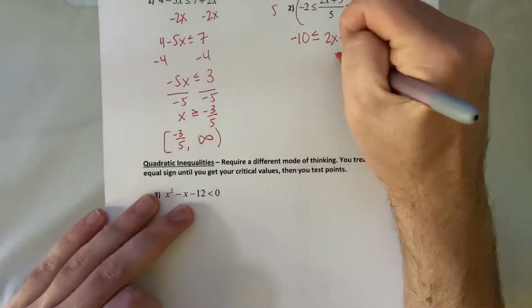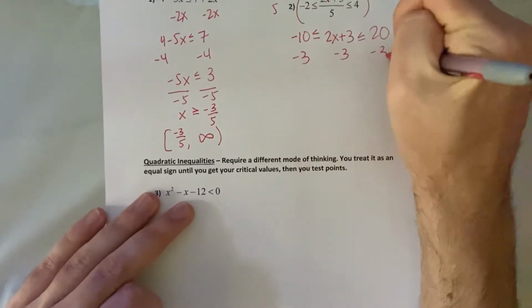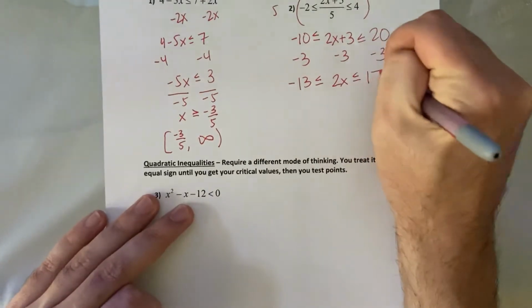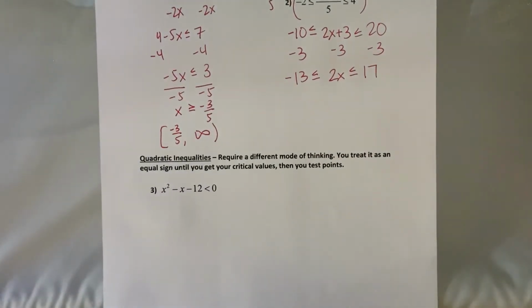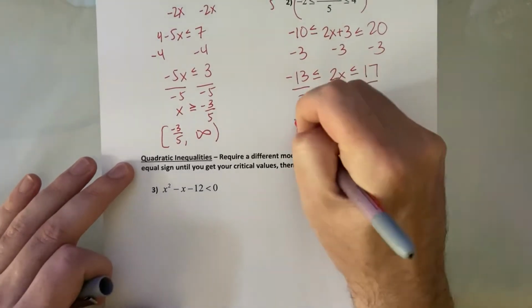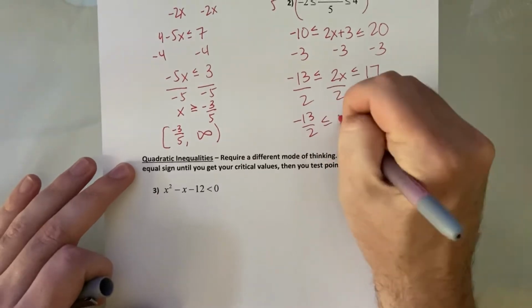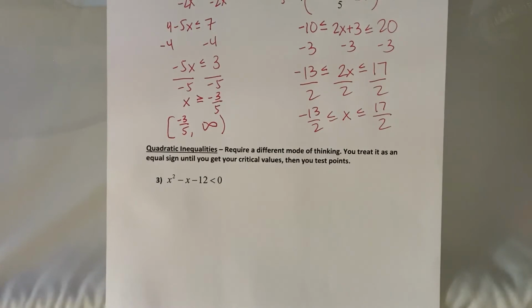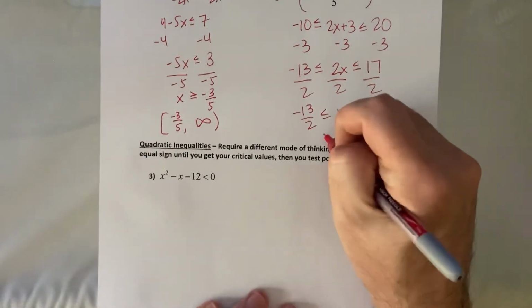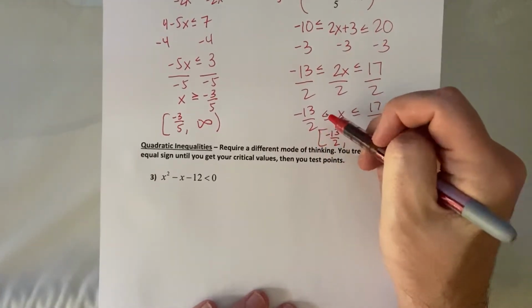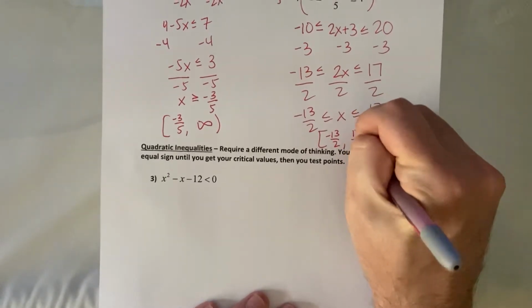Now we're solving for x, so we subtract 3 on all 3 sides. So negative 13 is less than or equal to 2x. It's less than or equal to 17. And then divide by 2. Negative 13 halves is less than or equal to x is less than or equal to 17 halves. And so this represents starting at a value, but we have a cap this time. So we start at negative 13 halves. It's included because of the equal sign, and we go all the way to 17 halves.